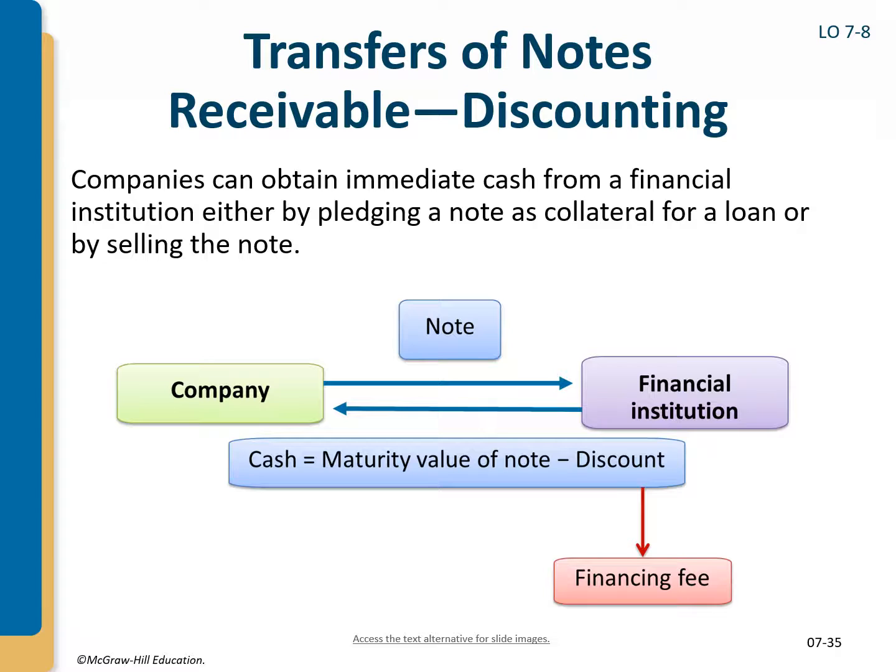Transfers of notes receivable. Companies can obtain immediate cash from a financial institution by pledging a note as collateral for a loan or by selling the note. So just like you can sell accounts receivable, you might have a note receivable that you can sell so you can get your money quickly. And it works pretty much the same way. The company will sell their note receivable to a financial institution. The financial institution will give the company money and charge them a financing fee.